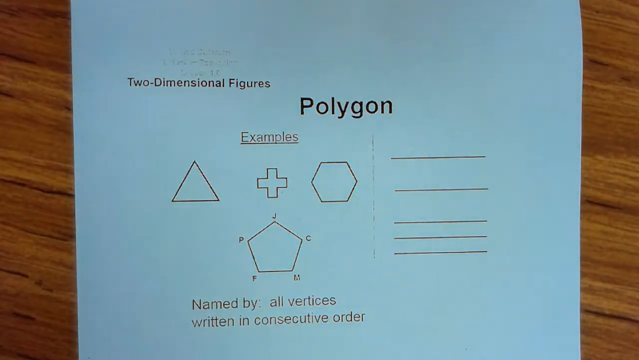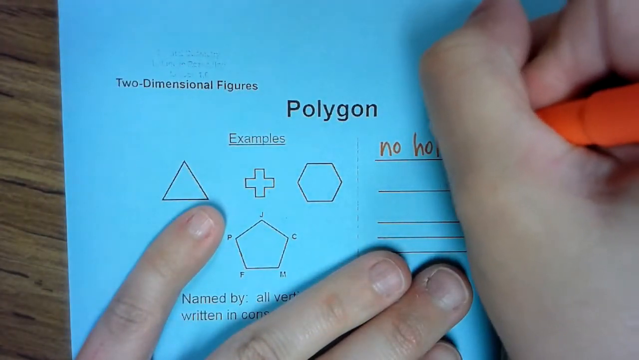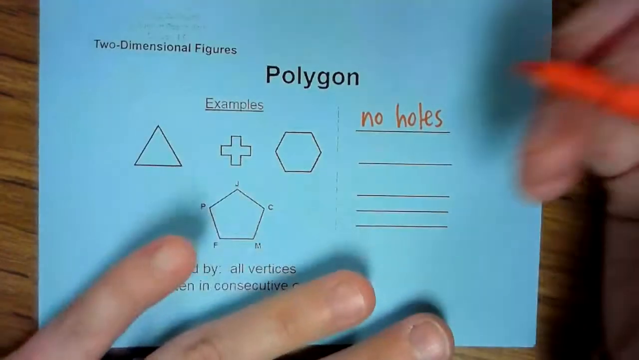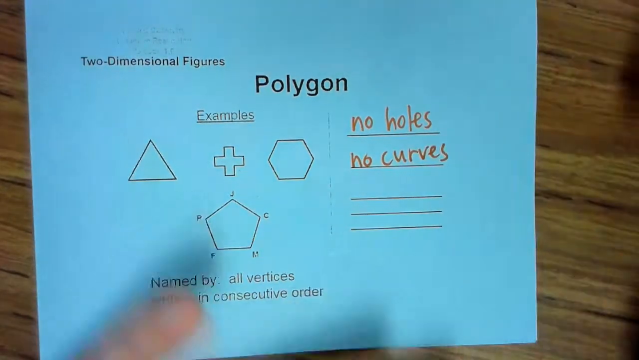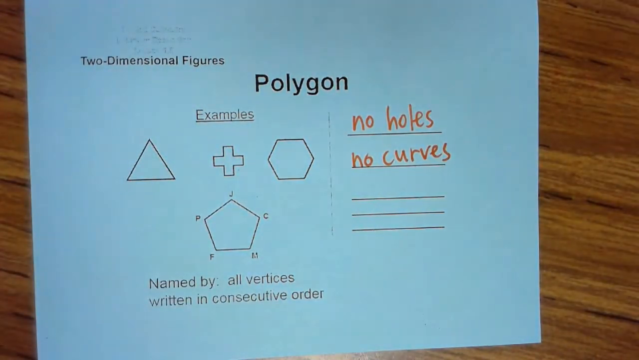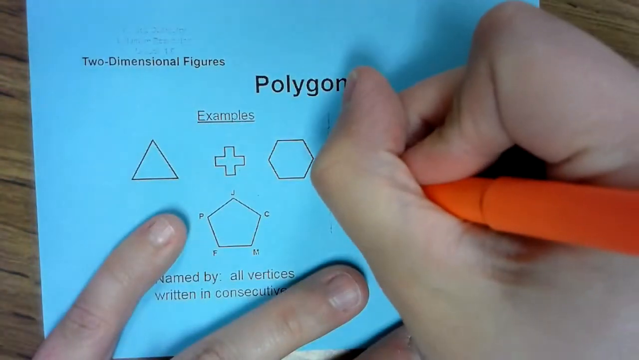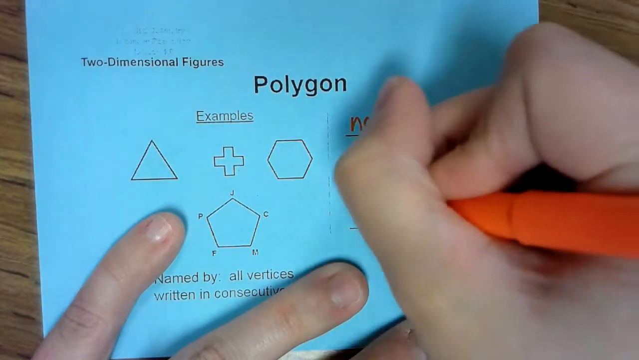So there are a few characteristics of a polygon that you need to know. So here they are. Polygons do not have holes. No holes. Okay. Polygons also do not have curves. That means your fave shape, the circle, is not a polygon. And then the last thing you need to know about polygons is that their sides cannot overlap.